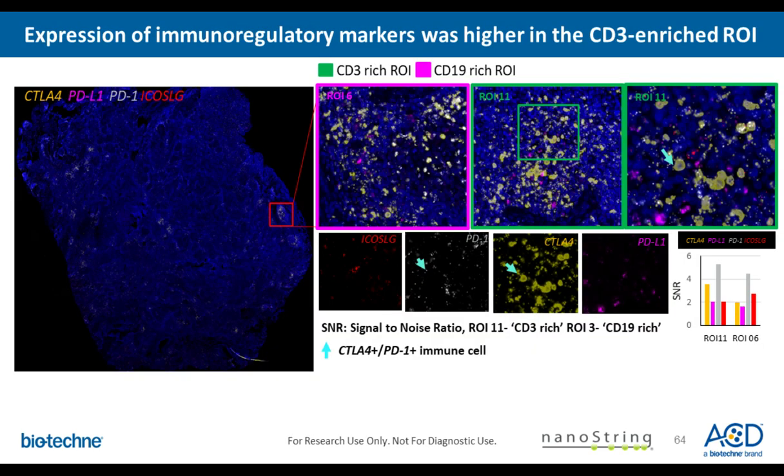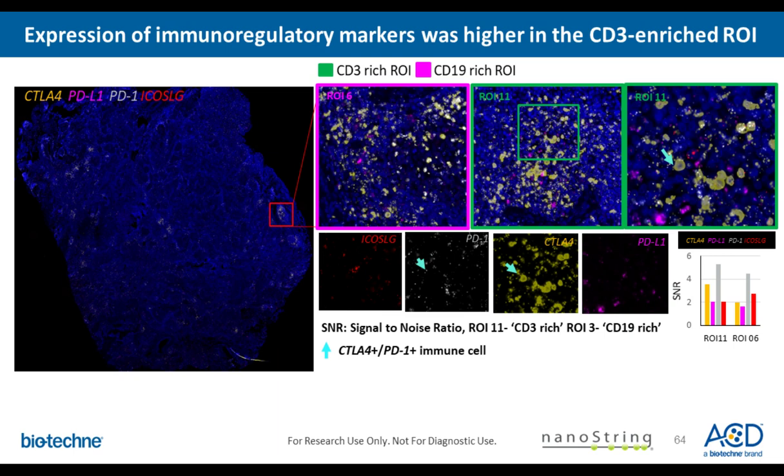Again, in this image, you see all these 4 target genes probed together on a serial section. You can see the staining very dramatically positive in the CD3-rich ROI11, but you also see moderate staining in the CD19-rich ROI, which tells you that these cell types are definitely present in both the ROIs, but at a much higher level in the CD3-rich ROI.